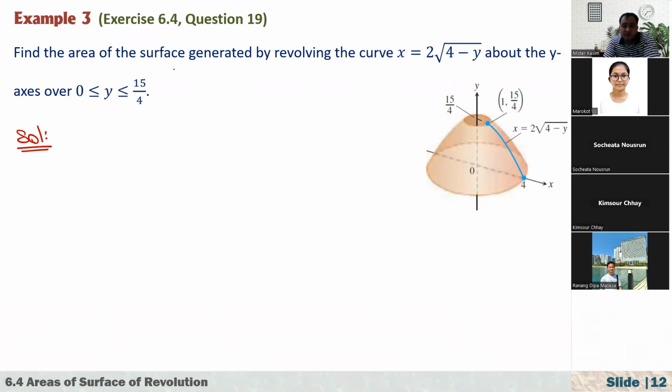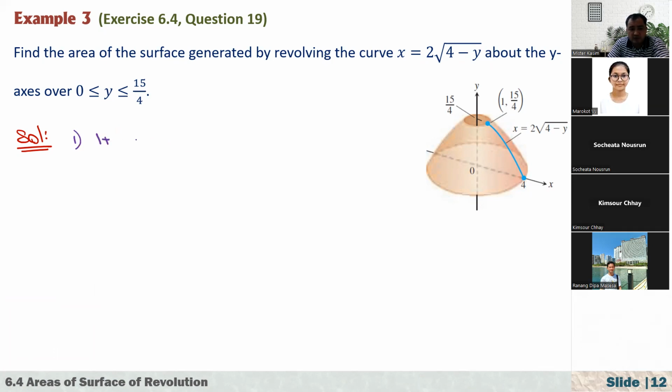Find the area of the surface generated by revolving the curve x equals 2 times the square root of 4 minus y about the y-axis over this interval. Again, a similar question; we have just done this. It's a little bit different. So our function is this, and everything will be with respect to y.